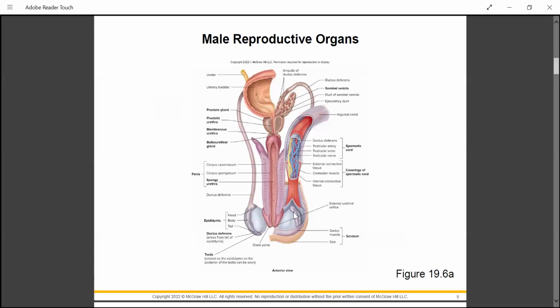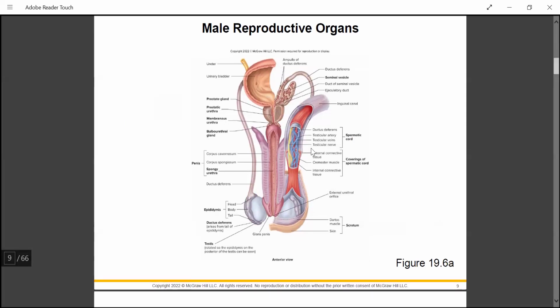Here's an internal view. Don't worry too much about this slide here. I'm not a huge fan of the actual angle. It doesn't show the relationship and location quite as well.